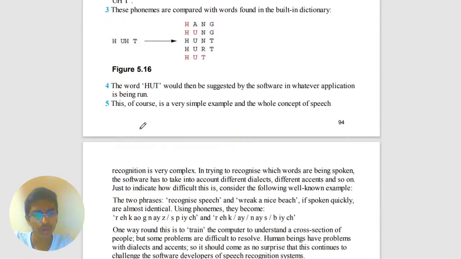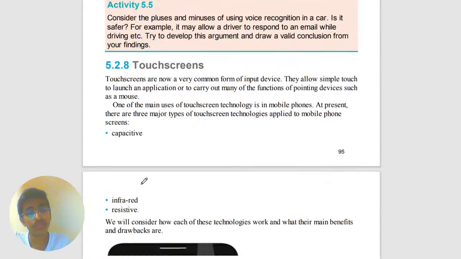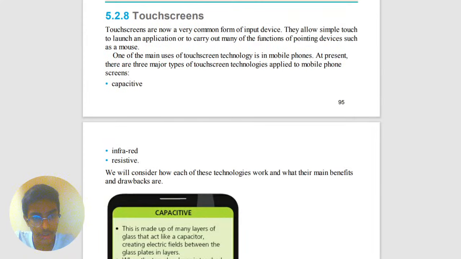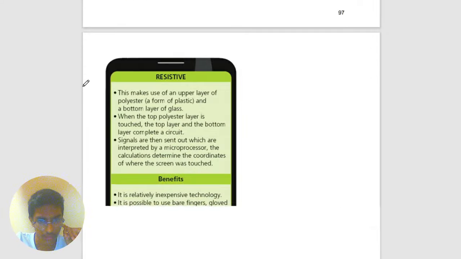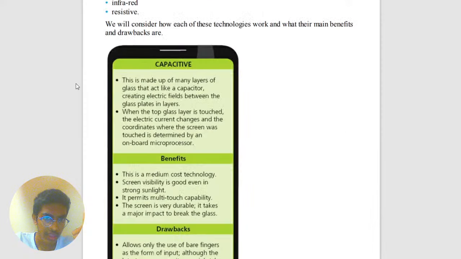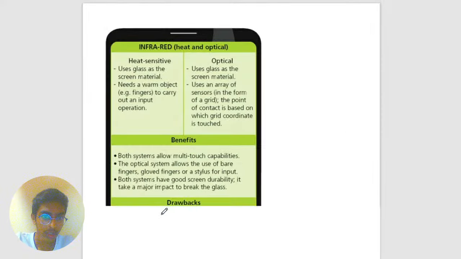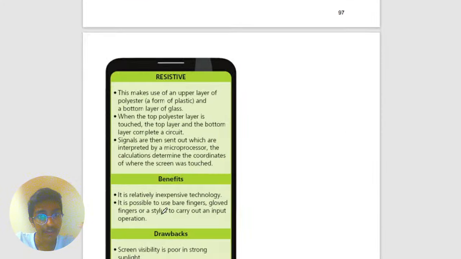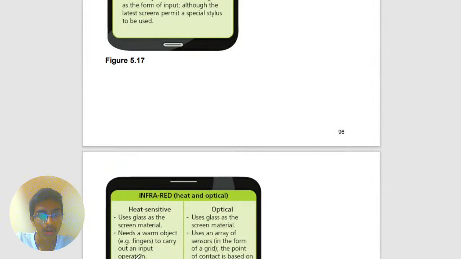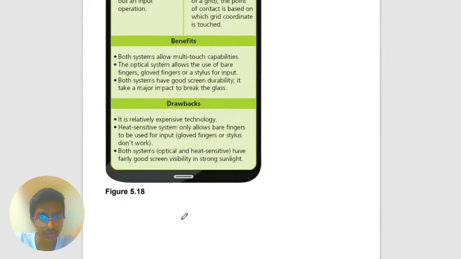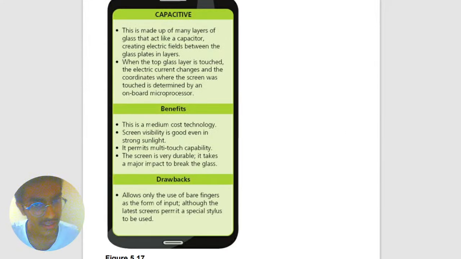Here we have some irrelevant stuff about speech recognition and so on and so forth. Finally, let's have a look at touchscreens. We have, I believe, three types: capacitive, infrared, and resistive. Those three: capacitive, infrared, and resistive. So let's have a look at the first one, the capacitive touchscreen.